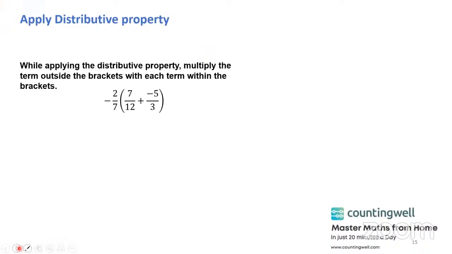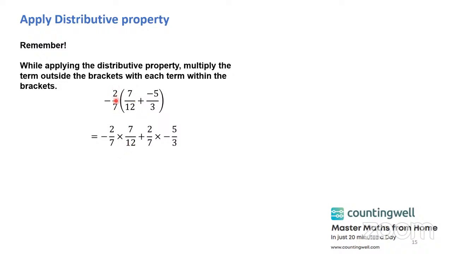Applying the distributive property is not less than a trick. While applying the distributive property, you should multiply the term outside the brackets with each term within the bracket. So it's not like you're multiplying minus 2 by 7 with 7 by 12 only. You have to multiply it with one more rational number here, minus 5 by 3. So the term outside the bracket should be multiplied with each and every term within the bracket. So here we have two terms inside the bracket with addition. Remember, you have to multiply the term outside the bracket with each term within the brackets.